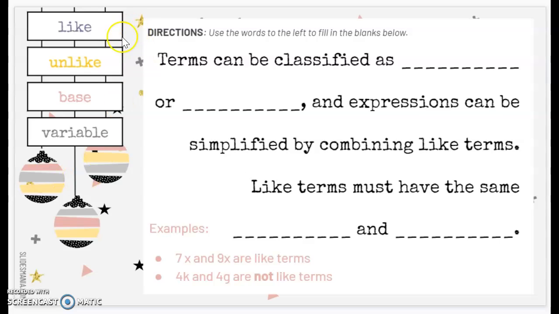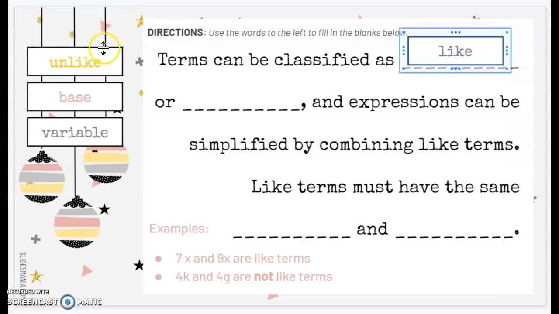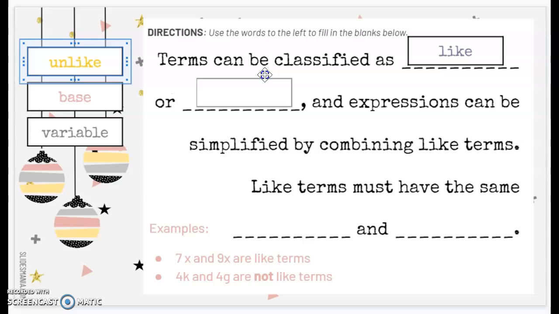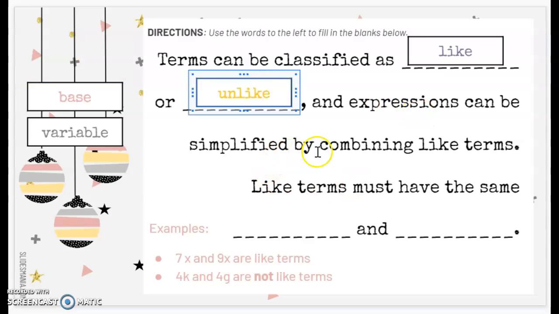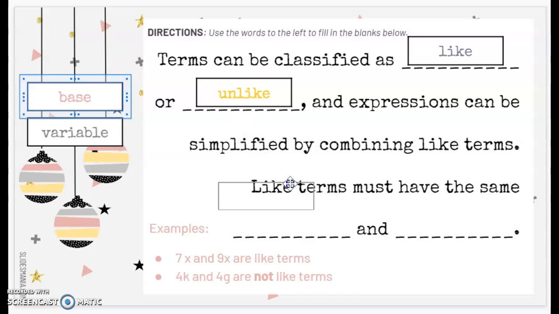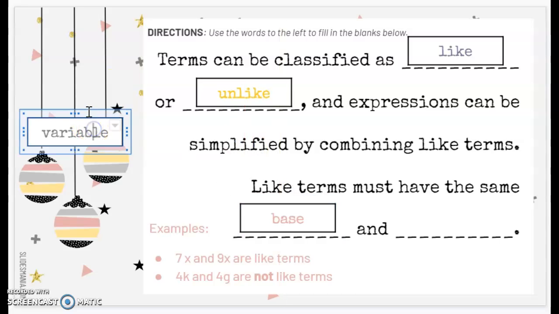Again, we're going to use our words over here to fill in the blanks. Terms can be classified as like or unlike, which means they can either be the same or different. An expression can be simplified by combining those like terms, the terms that are the same. Like terms must have the same base and variable.